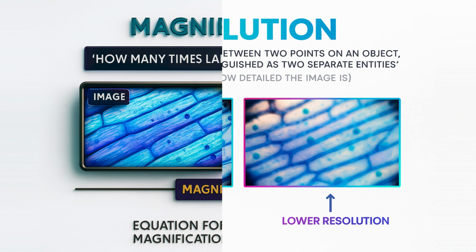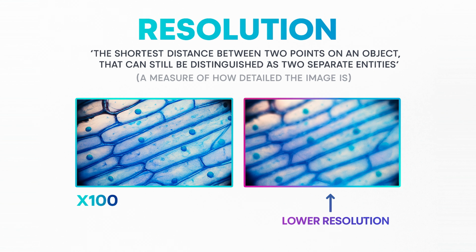Another important term in microscopy is resolution. Resolution is defined as the shortest distance between 2 points on an object that can still be seen as separate points in the image. While this definition sounds complex, it simply means how close 2 features on an object can be while still appearing distinct from one another. In simpler terms, it measures the clarity or detail of the image.